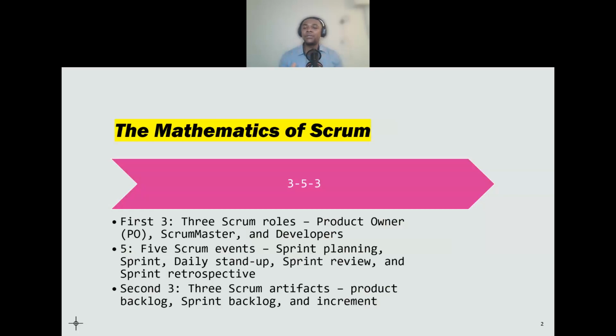Now, how about the events? In Scrum, there are lots of activities that the Scrum team goes through in order to be able to deliver something, or be able to give out the end product of what they have been working on. Those activities are called Scrum ceremonies, and there are 5 Scrum ceremonies according to the Scrum Guide. First is the sprint planning.